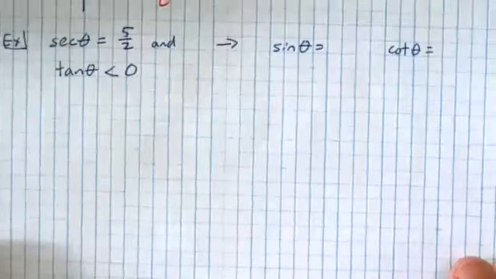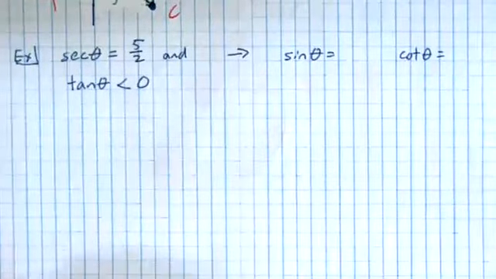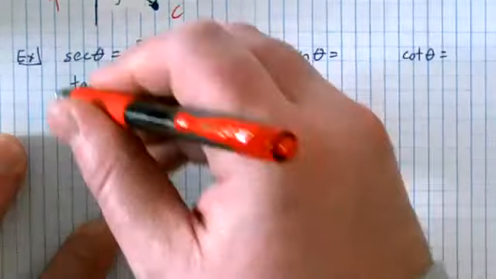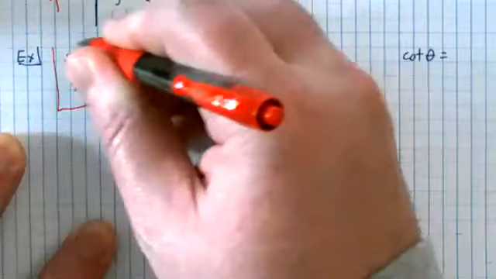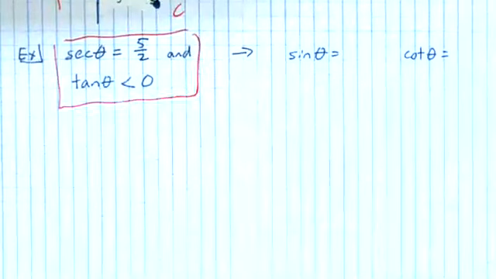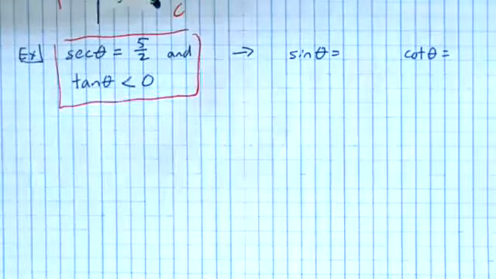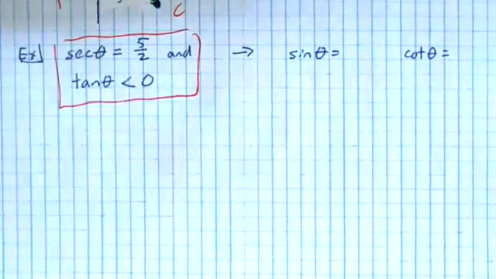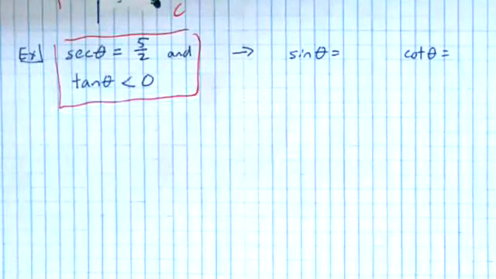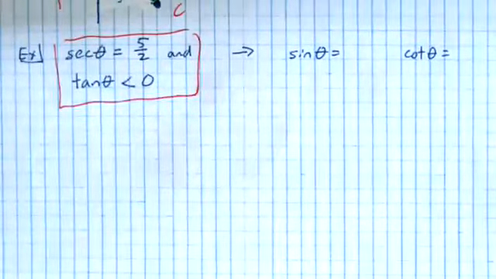You're doing awesome. So this time, I'm not giving you a point. I'm not giving you an angle. I'm giving you two pieces of information about my angle. I like to call these the Sherlock Holmes problems because you've got to do some sleuthing to figure out where your angle is going to be.